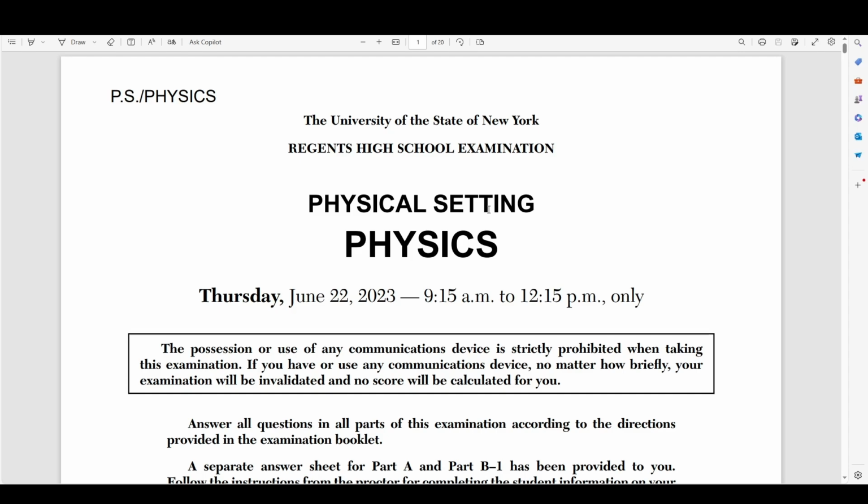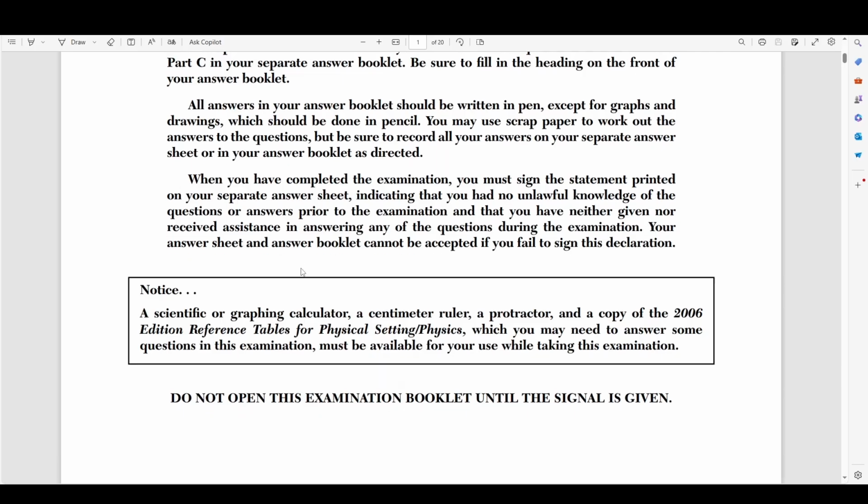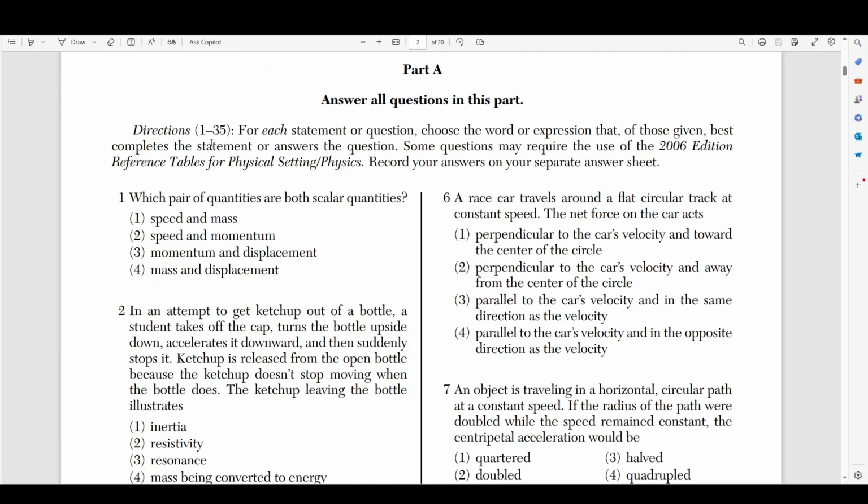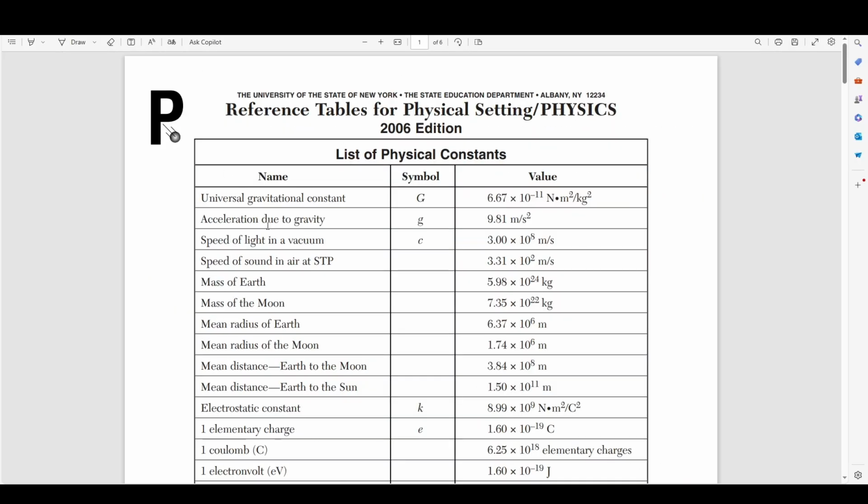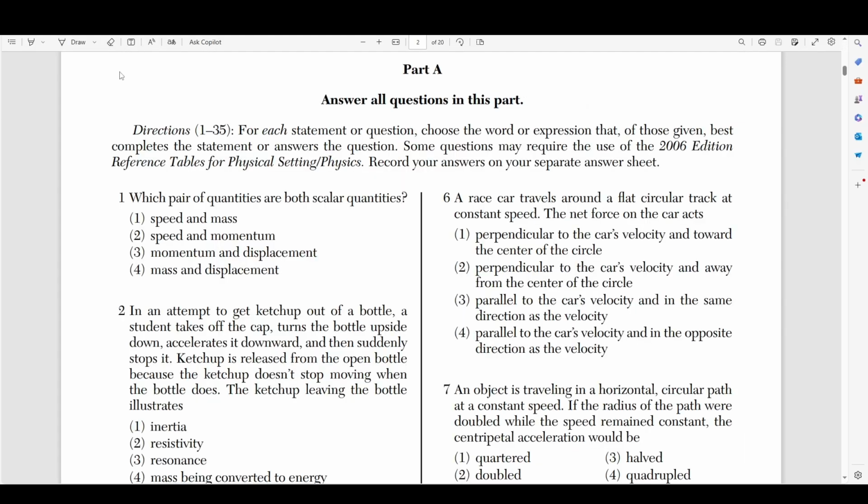Hello everyone, today we're going to be going over the June 2023 Physics Regents exam. In this video, we're going to be looking over Part A, which is the first 35 multiple choice questions of the test. If you want to follow along at home, the link to this test will be in the description of the video alongside the reference table that I'm going to be using to solve this.